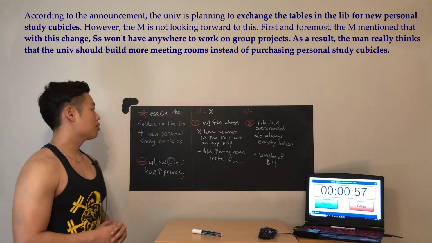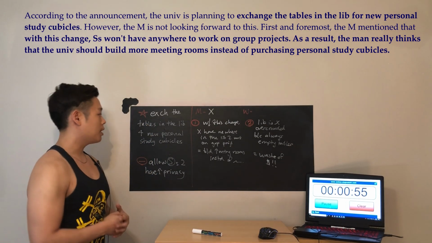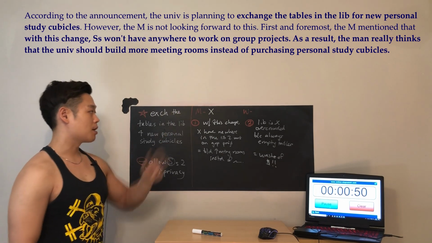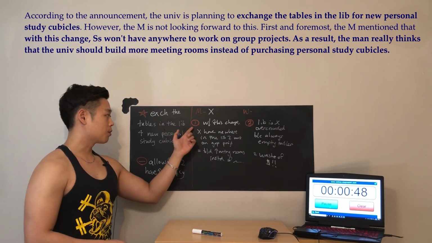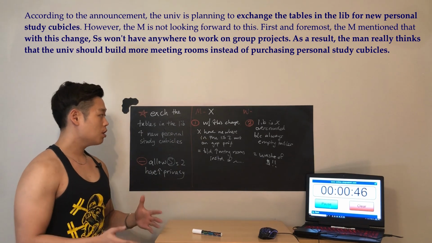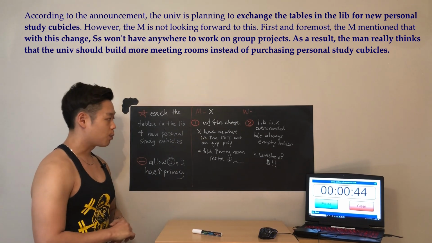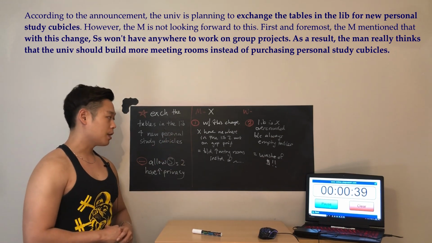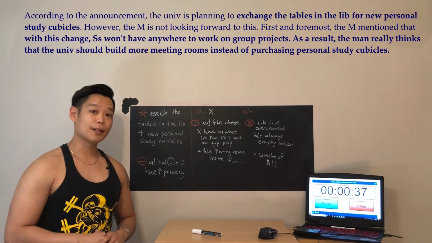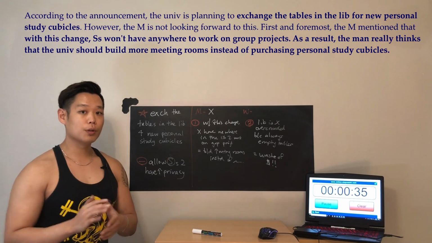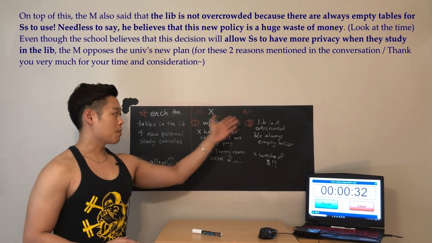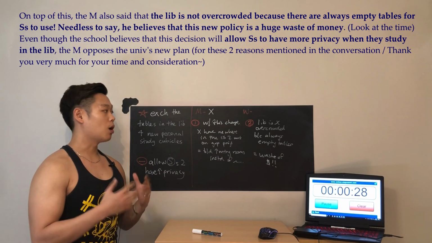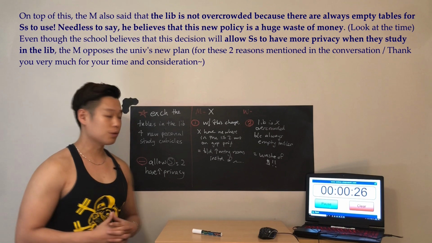According to the announcement, the university is planning to exchange the tables in the library for new personal study cubicles. However, the man is not looking forward to this. First and foremost, the man mentioned that with this change, students will not have anywhere in the library to work on group projects. As a result, he really thinks that the school should build more meeting rooms instead of purchasing personal study cubicles. On top of this, the man also said that the library is not overcrowded because there are always empty tables for students to use.